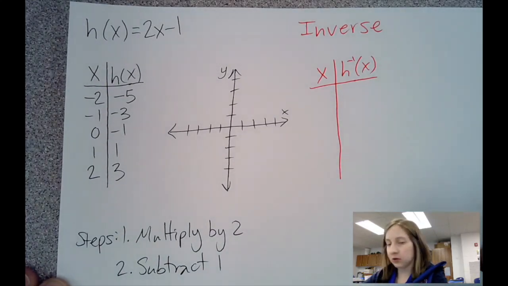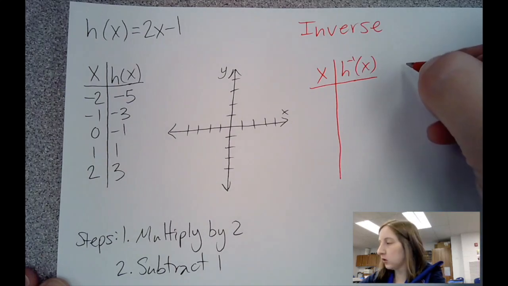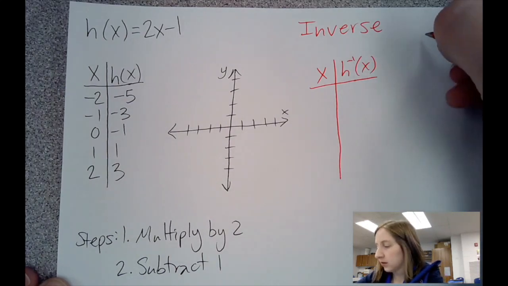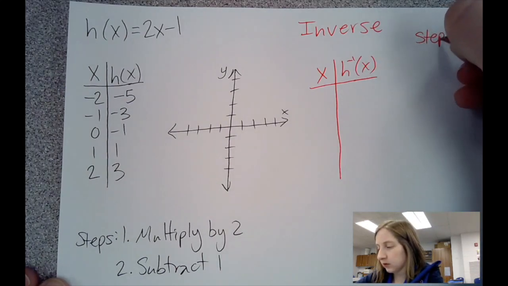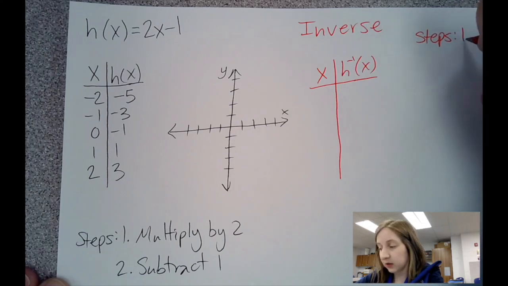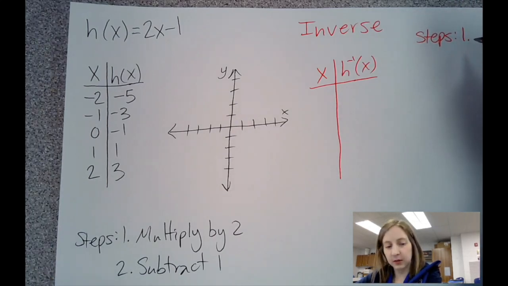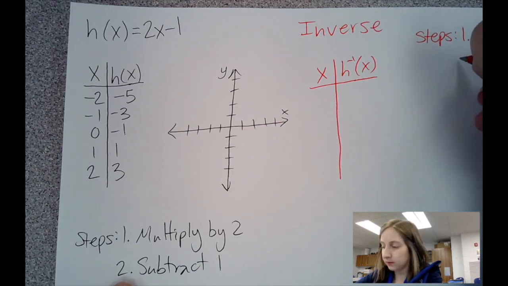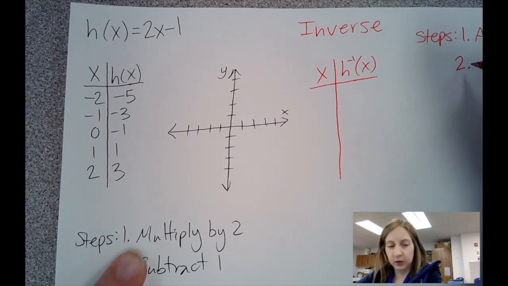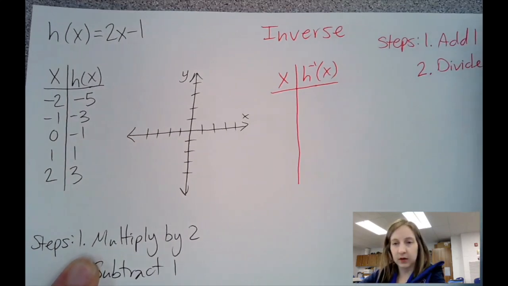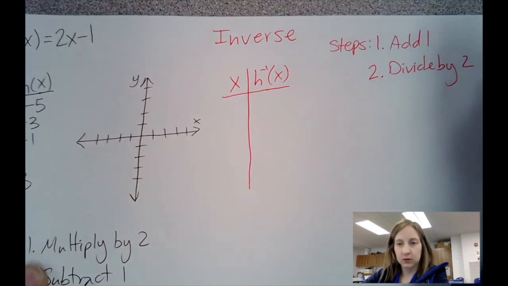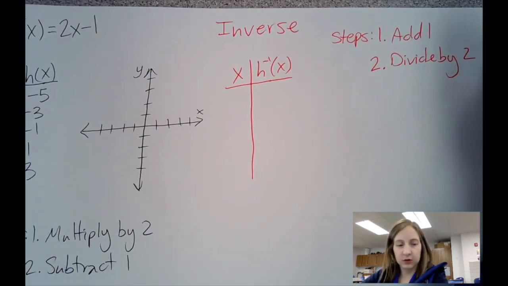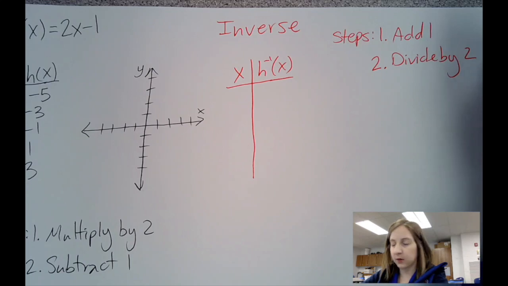So for my inverse, if I'm going to undo this, the steps for the inverse are a little bit different. Step 1 undoes my last step here. It undoes step 2. Add 1. Then the second step will undo this step. So divide by 2. You can't see that. Sorry. So the inverse is add 1 and then divide by 2.